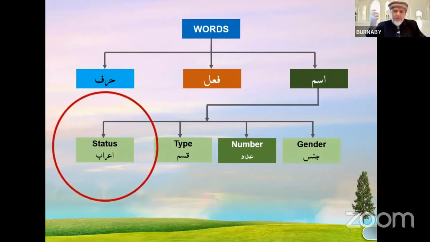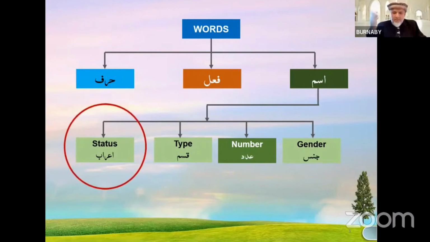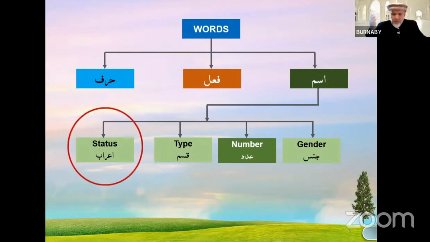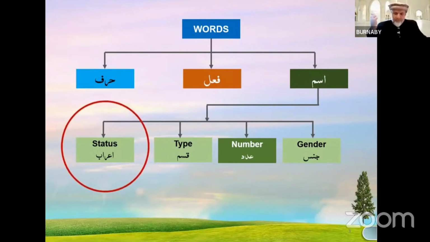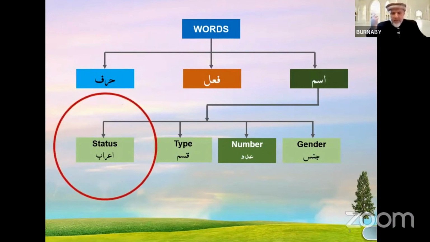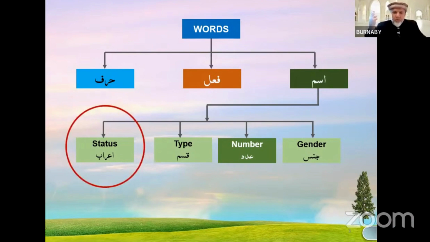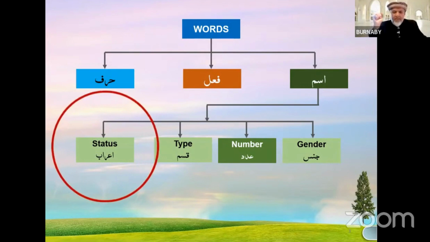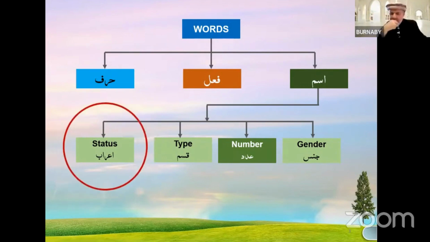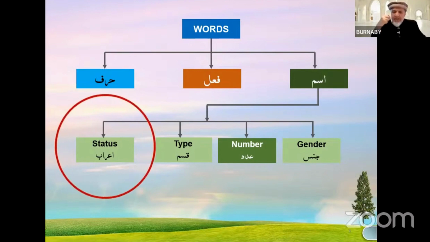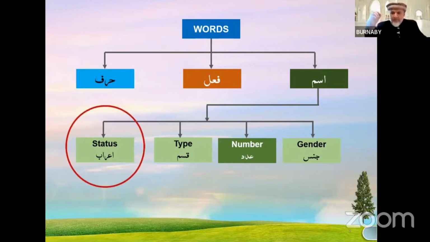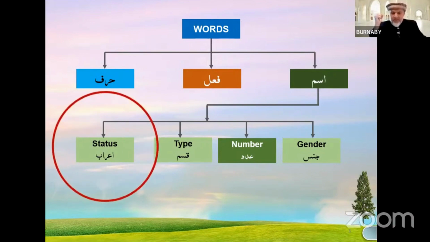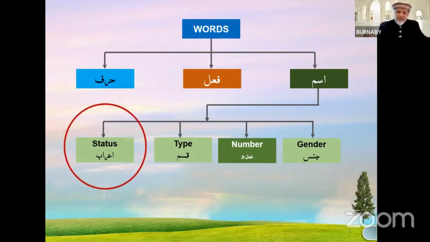Then the second property, which is very important as well, is the number, and a number could be singular, wahid, dual, musanna, or plural, jama. The third thing is type, ismun, whether a noun is a common noun or a proper noun. And then the final property was status, which we can also call i'rab, and it tells us about the function of a noun in a given sentence. And there are 3 statuses, namely rafa, nasab, and jar.